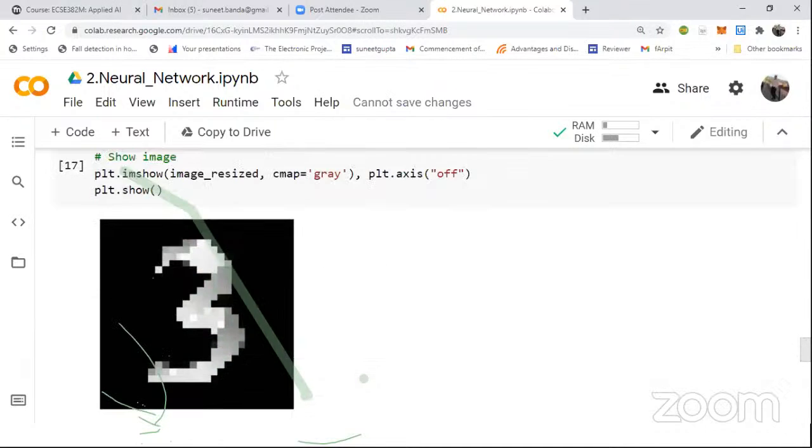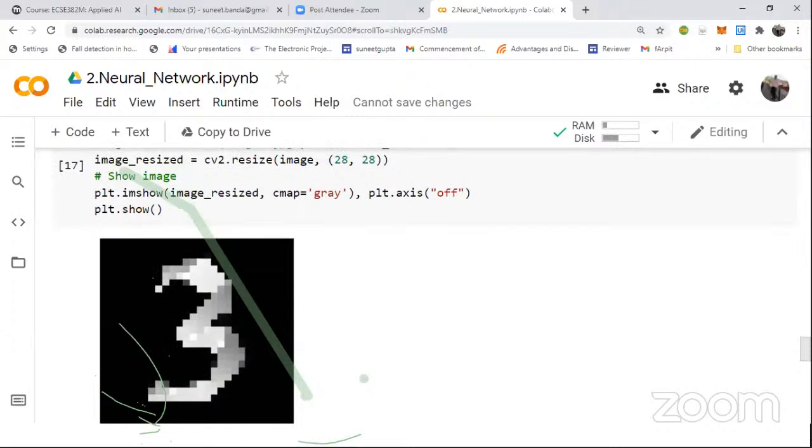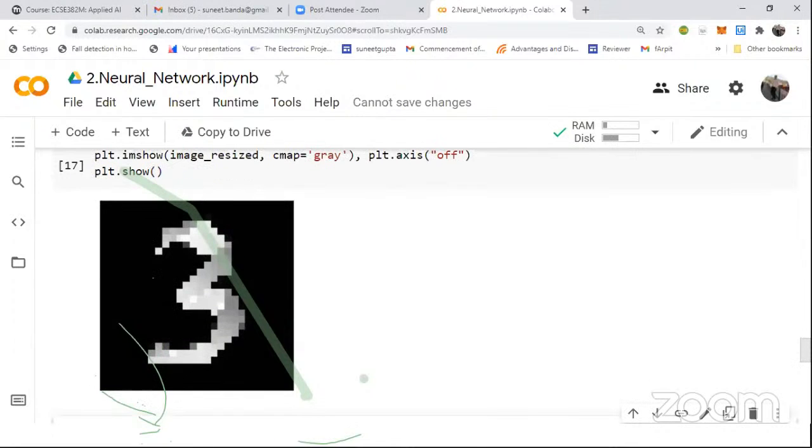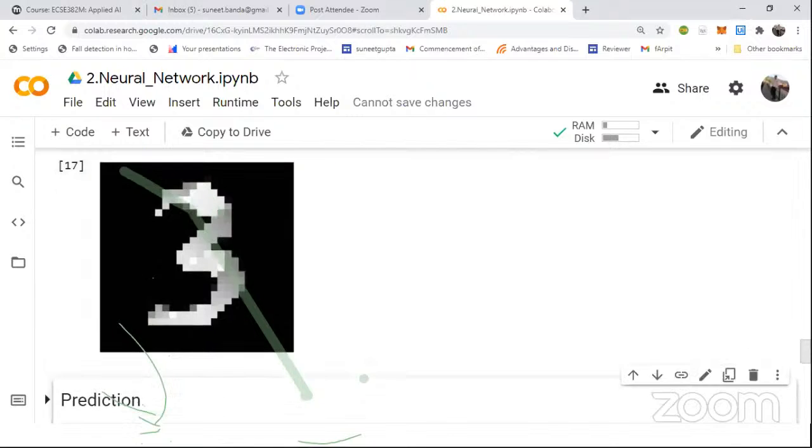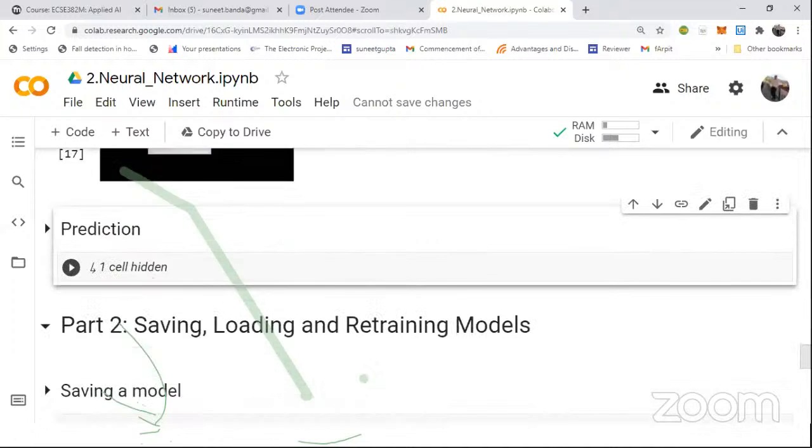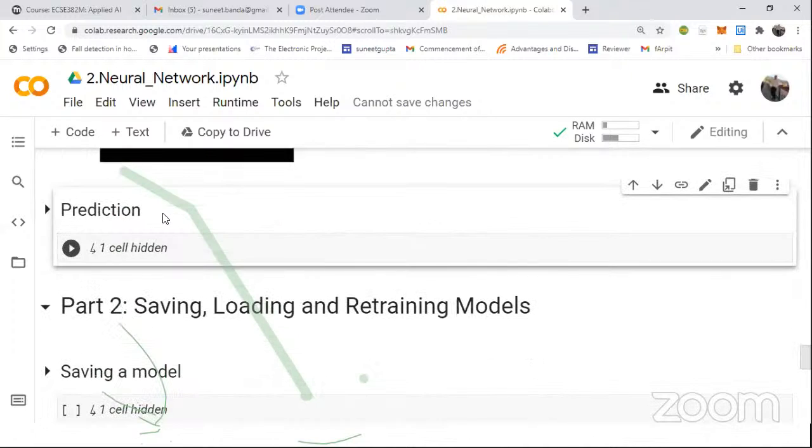And number two, we have to resize it because our model is taking an image of size 28 by 28. So we have to resize this image into 28 by 28. So we have just resized it.